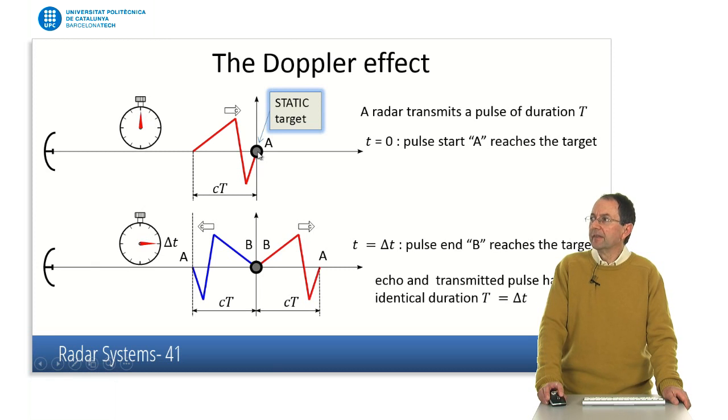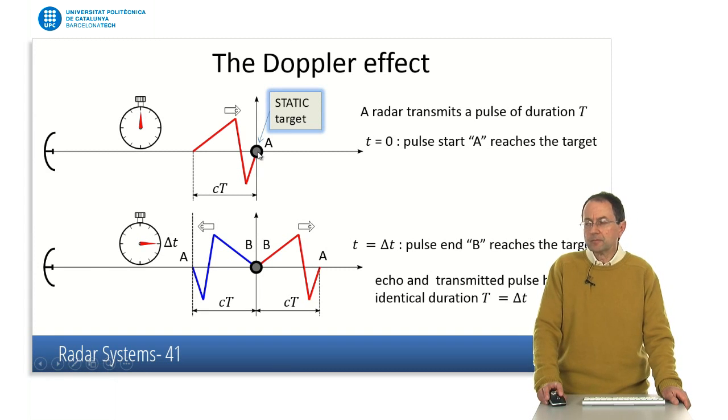Okay? Now, after a short time, delta t, the trailing edge of the pulse is abandoning the target. So now this is the illuminating pulse. It continues its way here at the right. And an echo signal, which is here depicted in blue, is now back propagating towards the radar. Now we stop the clock here, and this delta t parameter indicates when the trailing edge is just leaving the target.